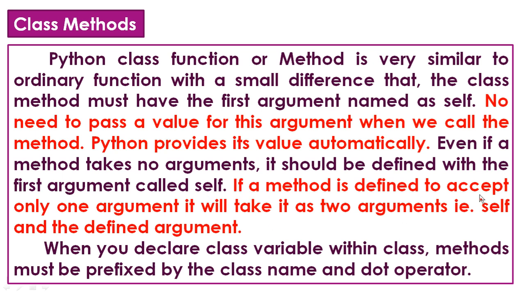If a method is defined to accept only one argument, it will take it as two arguments. If we define the function with two arguments, it has three arguments including the self. That is self and the defined arguments. So if we define two variables, we have three variables including self. When you declare a class variable within a class, methods must be prefixed by the class name and dot operator.